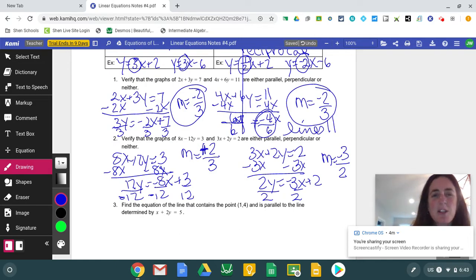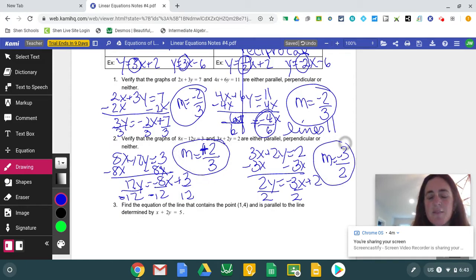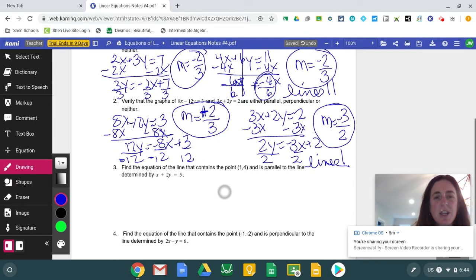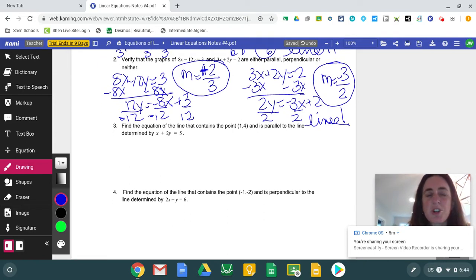Okay, so now look how this is positive 2/3 and this is negative 3/2. Their slopes are opposite signs and flip side upside down. So these are perpendicular lines because their slopes are negative reciprocals. That was fun.